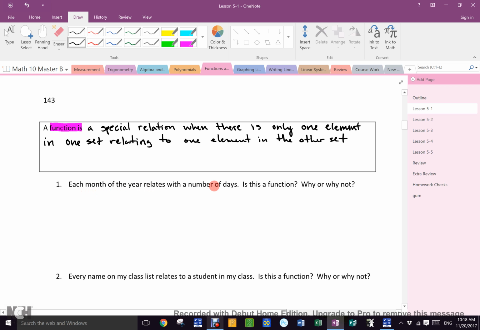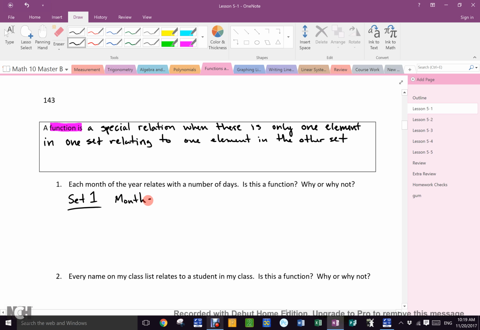Every month in the year relates to a number of days. Is that true? Does every month have days in it? So is it true? Excellent. What is the first set? What is set 1? No. What's the set? Months. Set 1 is the months.